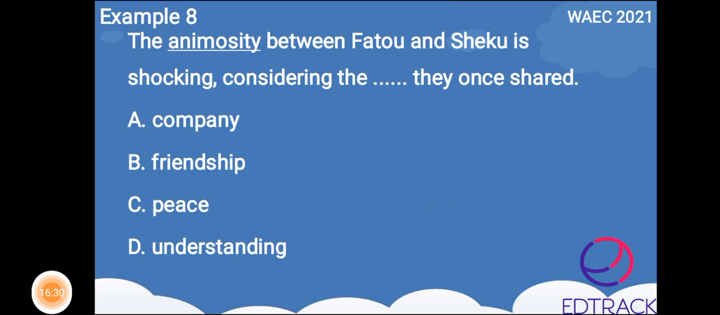So, for example, number 8 is actually taken from the recent WAEC past question for the year 2021. The word we are to find the opposite of is the word animosity. What does the word animosity itself mean? Because it is when you know the meaning of that particular word that you will be able to detect which option has the opposite meaning.